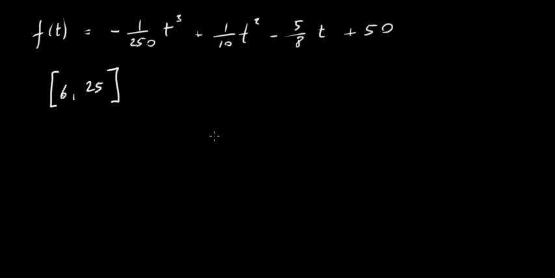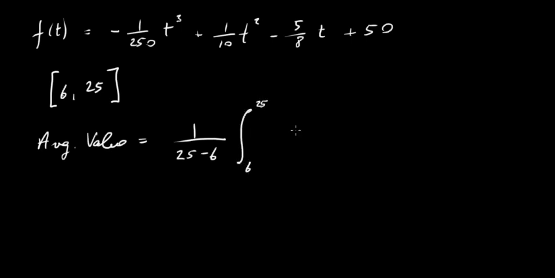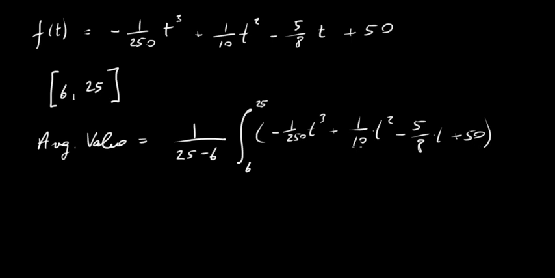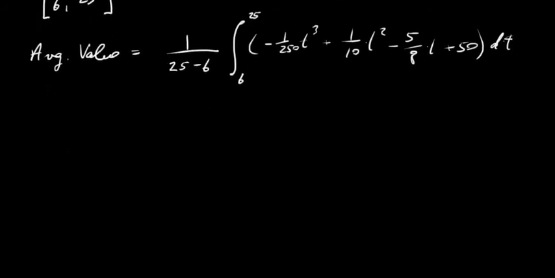So what we've got to do here is look at our average value. Our average value is going to be 1 over b minus a, which is 25 minus 6, times the integral of our function between 6 and 25. And our function is just minus 1 over 250 t cubed plus 1 over 10 t squared minus 5 over 8 t plus 50, with respect to t. So let's do that. You've just got to integrate this function. That will give us 1 over 25 minus 6, which is just 1 over 19.